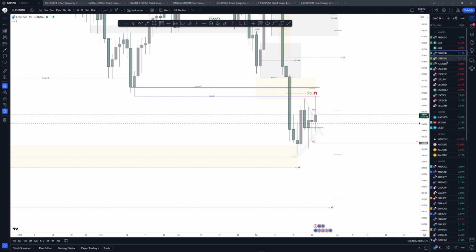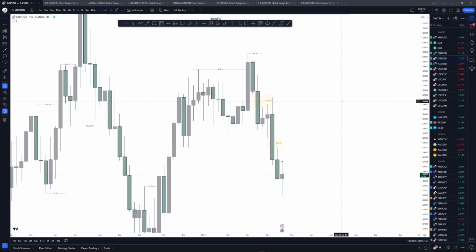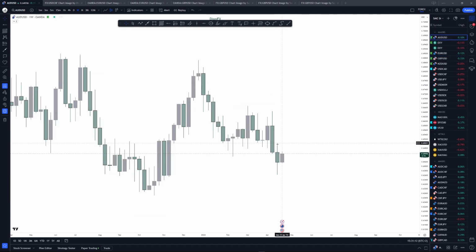If you look at pound USD, we also see that pound USD hasn't really gone to the weekly fair value gap right here. Okay, and I would like to see pound USD go inside of that weekly fair value gap, and then from there we can see some kind of rejection to the downside, something like this. Okay, something similar. If you go to AUDUSD, you also see the same thing.